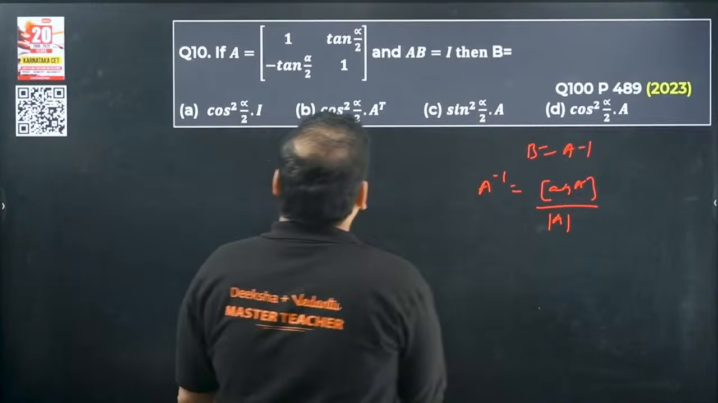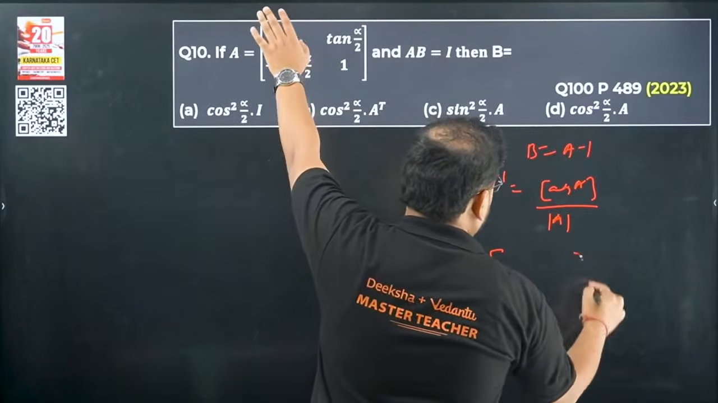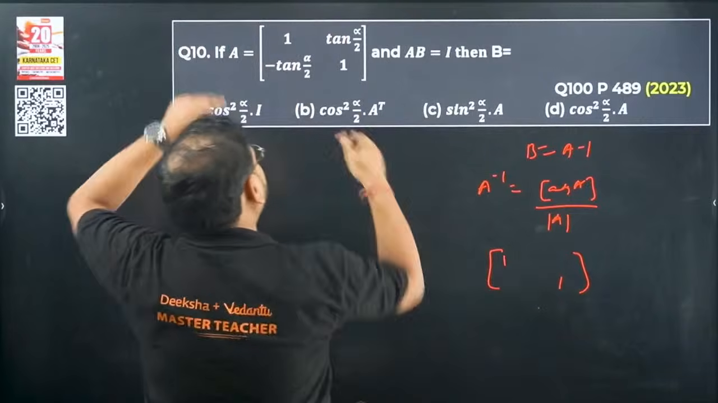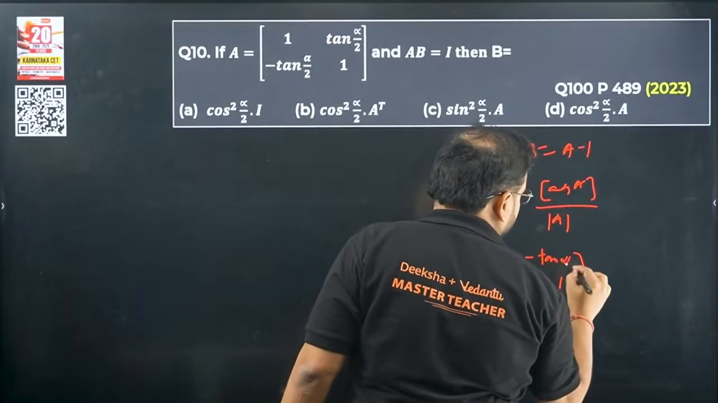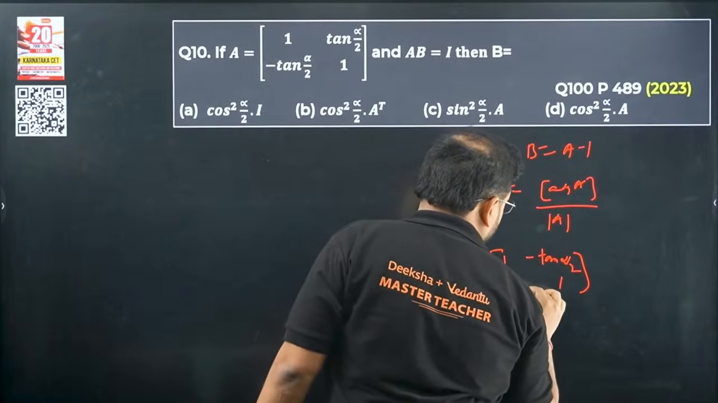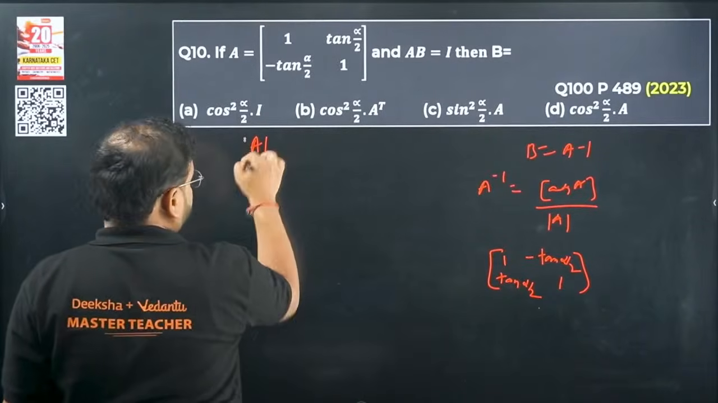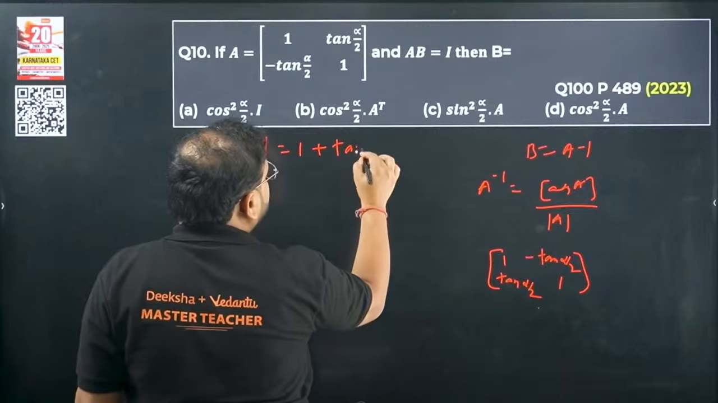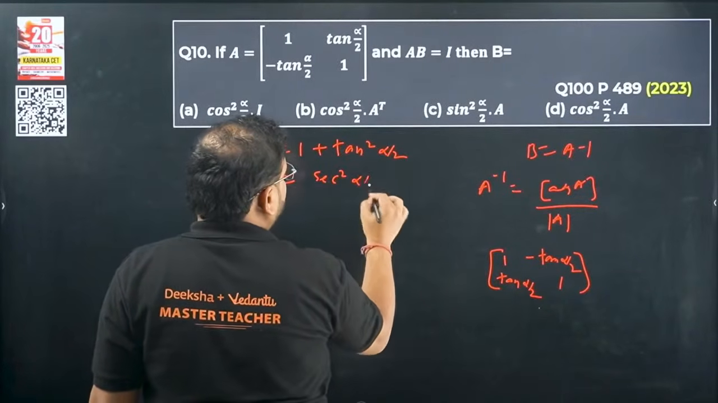Okay, so adjoint of A. Take this matrix. Interchange these two elements, so they are same. Sir, 1 and 1, good for us. Sign change over this, so minus tan alpha by 2, and this will simply be plus tan alpha by 2. Determinant value will be what? 1 plus tan square alpha by 2. This is nothing but sec square alpha by 2.